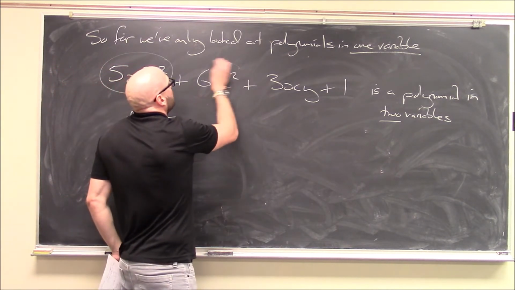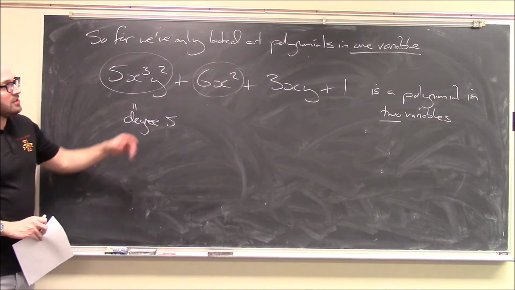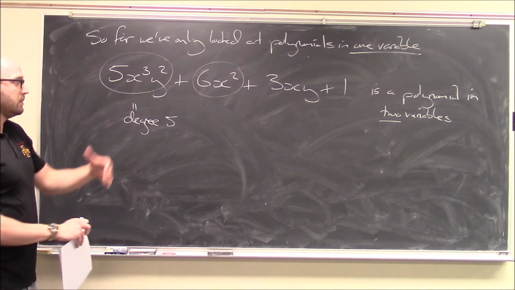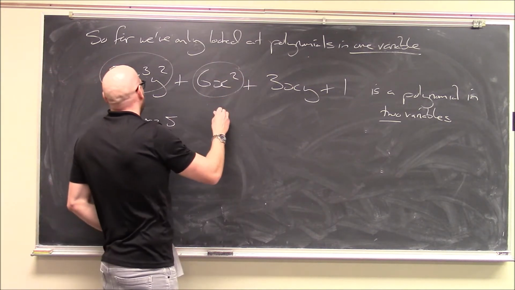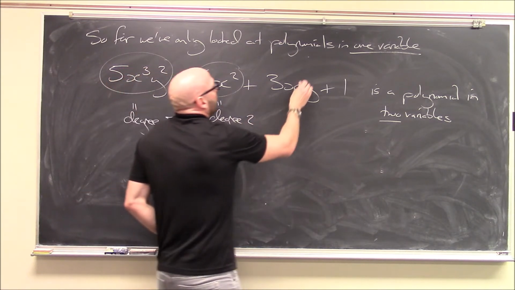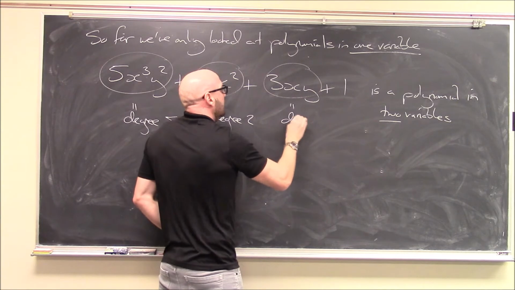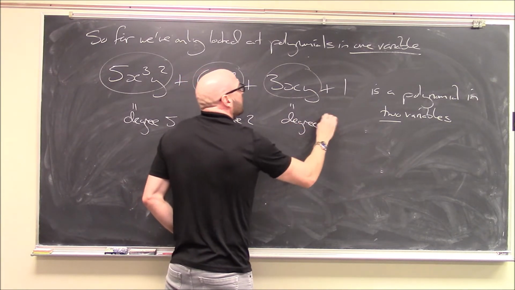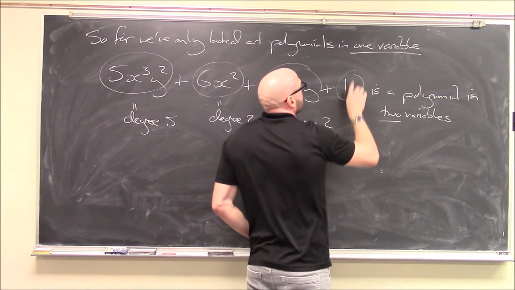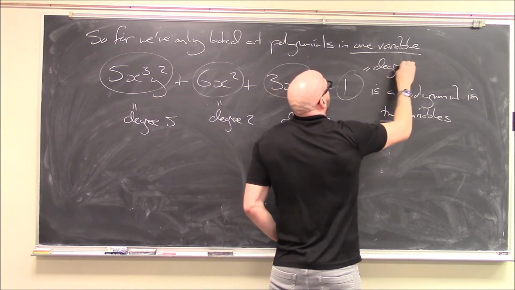So how about this one? 6x squared. You could really think of this as being 6x squared times y to the 0, right? I'm not writing the y expression there because it's raised to the power of 0, but 2 plus 0 is 2. So this has degree 2. What about this one? Well, this is x to the 1 times y to the 1, so that's degree 1 plus 1 equals 2. And lastly, constants. This is x to the 0 times y to the 0, so that's degree 0.